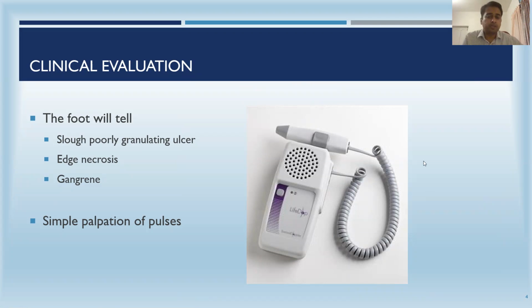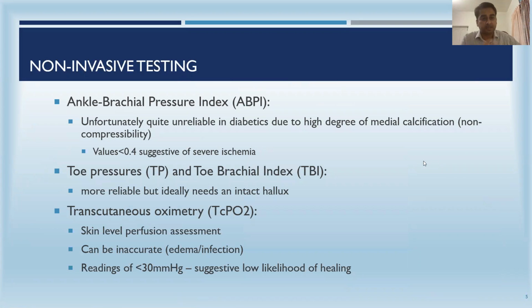If you have the handheld Doppler, it further helps in your clinical assessment. You can measure the ankle brachial pressure index, although it may not always be reliable. If the values are definitely less than 0.4, there is surely severe ischemia. If you have the facilities, toe brachial index and TcPO2 are also add-ons.